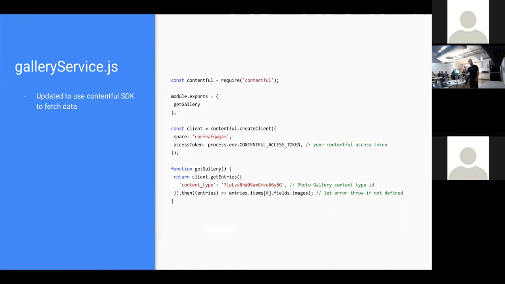And it has one function, getGalleries. It's going to talk to the client to get all entries for a specific content type. That content type is an ID. You've got to go to Contentful and figure that out. And it's going to give me all the galleries. I only care about one, so I'm just going to grab the first item and get all the images for that gallery. And now, how does the HTML change?